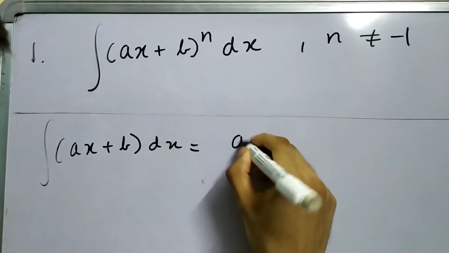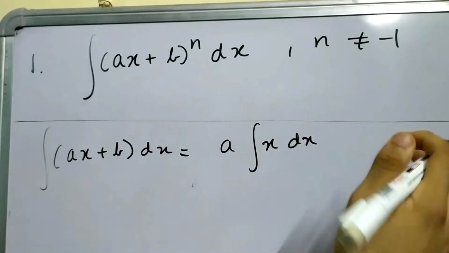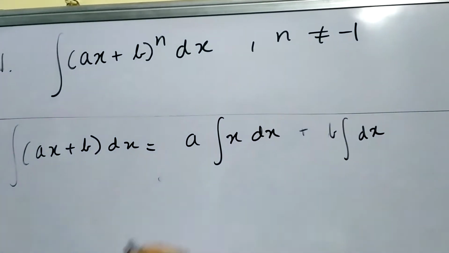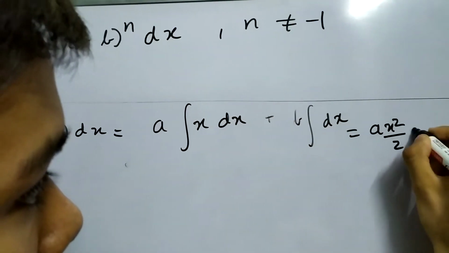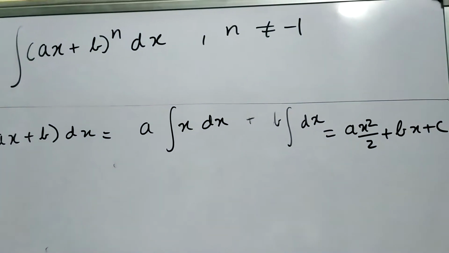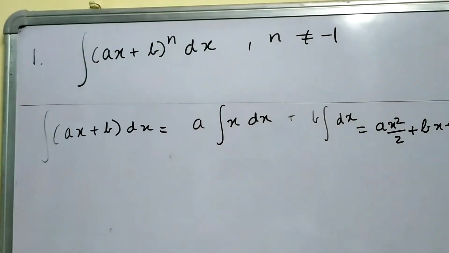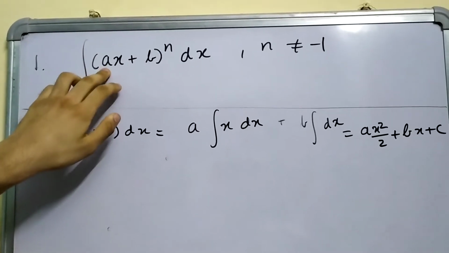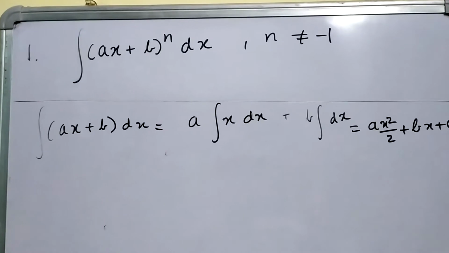You can write this as a integral x dx plus b integral dx. And this is ax squared by 2 plus bx plus some constant. Adding the c is very important. If you take n equal to 2, you can just expand it using your identity. You will get a squared x squared plus 2abx plus b squared, and then you use the same method.